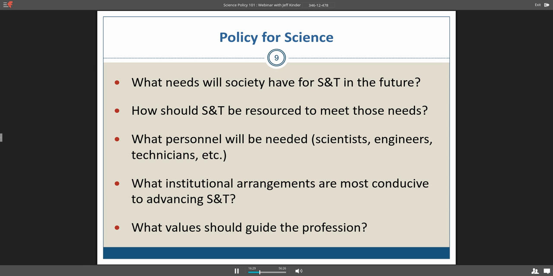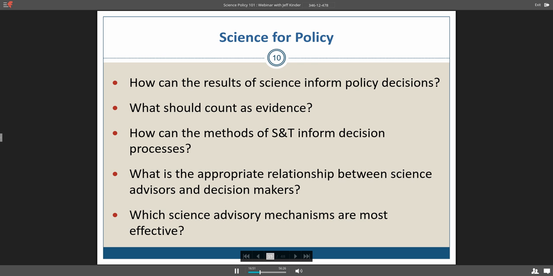You might think about what the needs are in terms of personnel. Do we have the right balance between PhD scientists, technicians, and others? What institutional arrangements are most conducive to advancing S&T? And also, what values should guide the profession? So these are some of the questions that you might grapple with if you're dealing with policy for science.